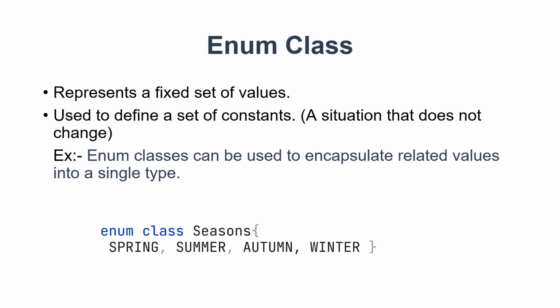Enums, short for enumerations, are a feature in programming that represent a fixed set of values or constants. They are particularly useful for defining situations that do not change, encapsulating related values into a single type. For example, enum classes can be employed to create a set of constants, making code more readable and expressive by providing a clear and concise way to represent and work with specific unchanging values.